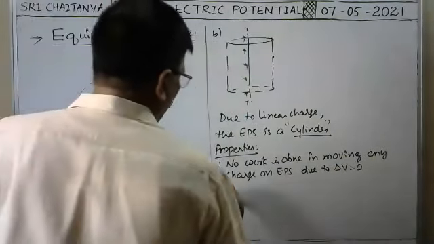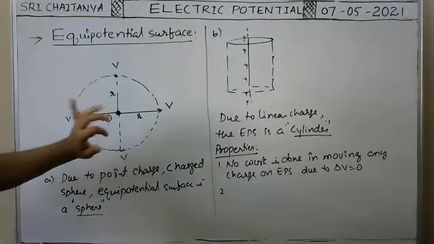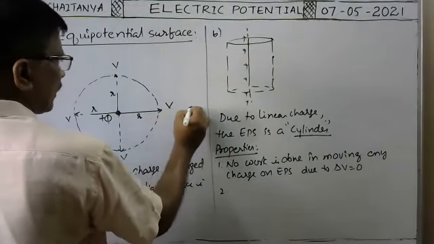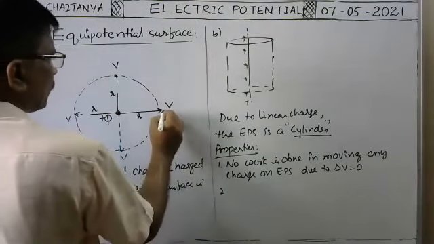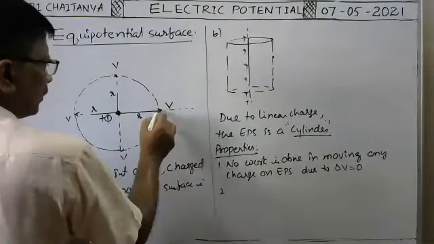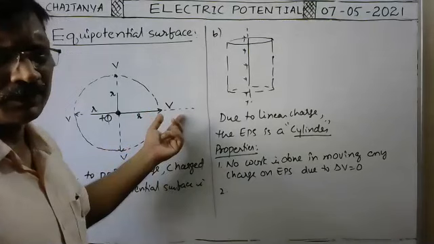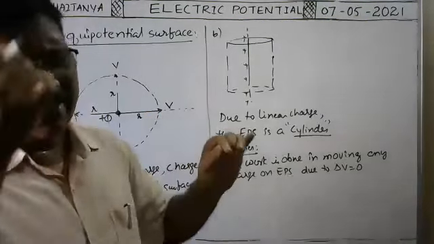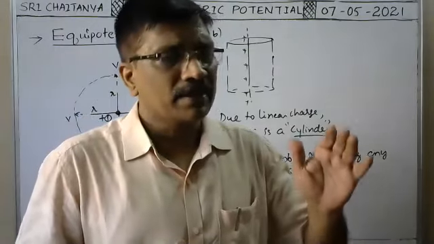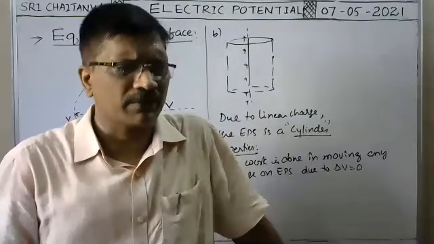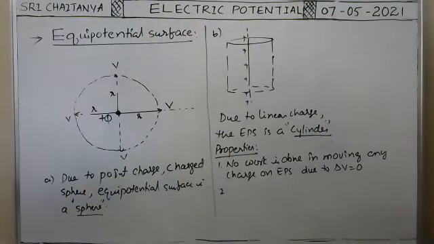Next, suppose it is a point charge. At this point, what is the direction of the electric field? Away from the charge, meaning in this direction. Here, you see this direction is perpendicular to the equipotential surface at this point. This is also the electric line of force, or electric field direction. That means at any point on the equipotential surface, the electric field is normal to the equipotential surface. Electric lines of force are always normal to the equipotential surface, or the intensity of the electric field is also normal to the equipotential surface.